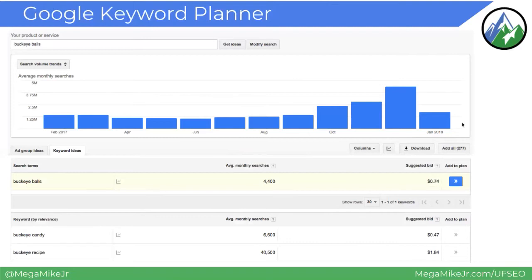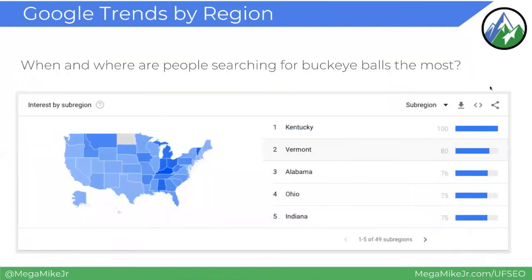And if you wanted to look at landing pages, you can modify search by clicking the modify search button to include landing pages beyond just keywords. Great tool, highly recommended. Next one is Google Trends, and this one is going to be specifically on regions. So when and where are people searching for Buckeye balls the most? If you do a search in Google Trends, you can see that Kentucky, Vermont, Alabama, Ohio, and Indiana are the places we want to target most, because I know that's where the volume's coming from mostly, right?